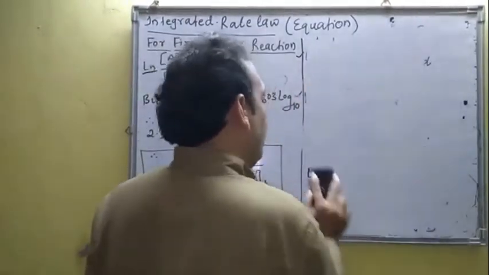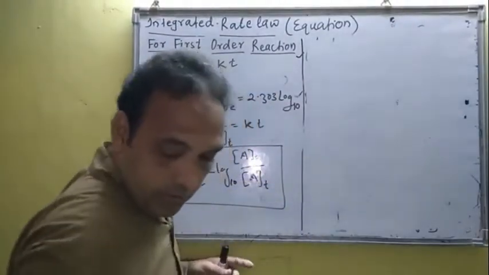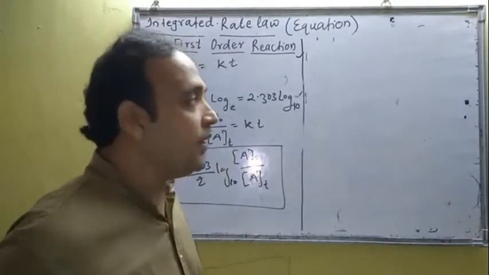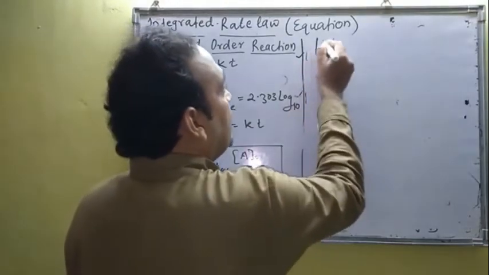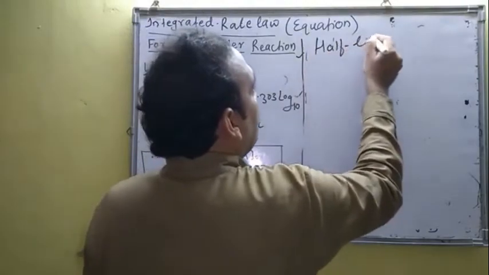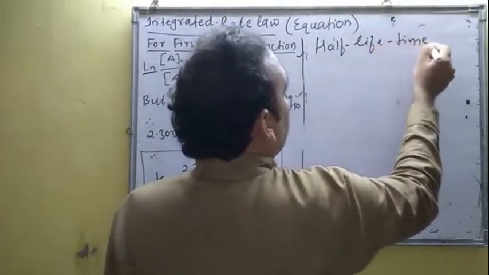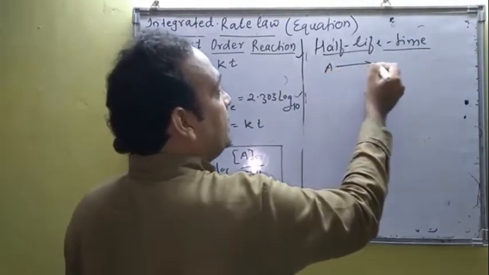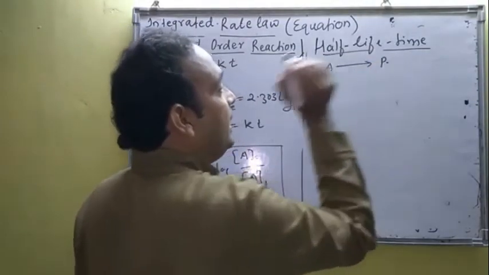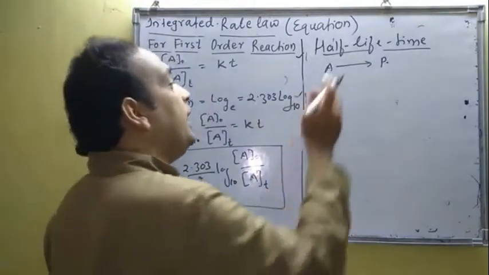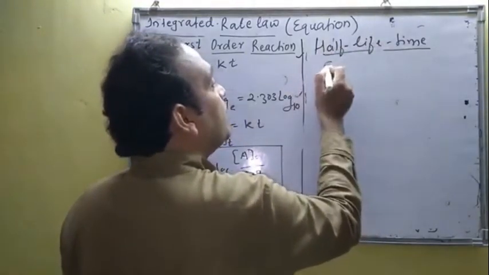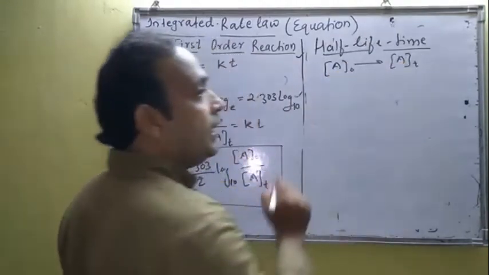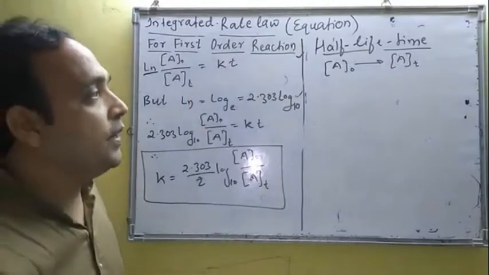reaction. Half-life period for first order reaction. Now what is half-life period for first order reaction? That we are going to start. Half-life time, or we can say half-life period. Now a simple reaction, I am taking A convert into P, or A0, for example, A0 convert into At. Okay, A convert into product, A0 convert into At.